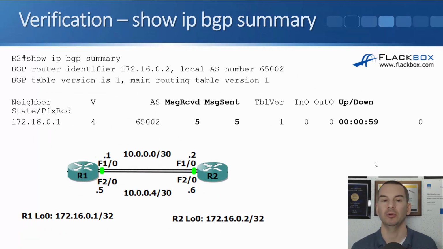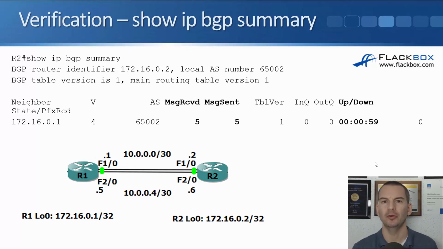Again, we can verify it with the show ip bgp summary command. And now we can see on R2 that we've got the neighbor 172.16.0.1. We can see that there are messages being sent and received, and it's been up for nearly a minute. So that is all good now.